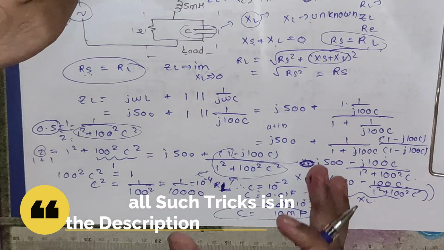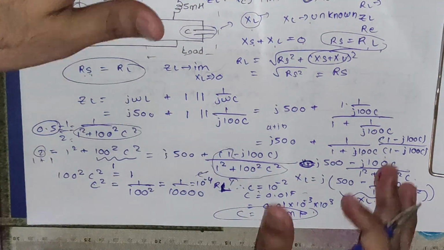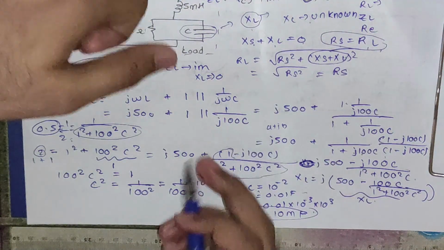So you can see if you know all these 4 conditions, you are going to solve maximum power transfer theorem sums very easily. So that's it for today.